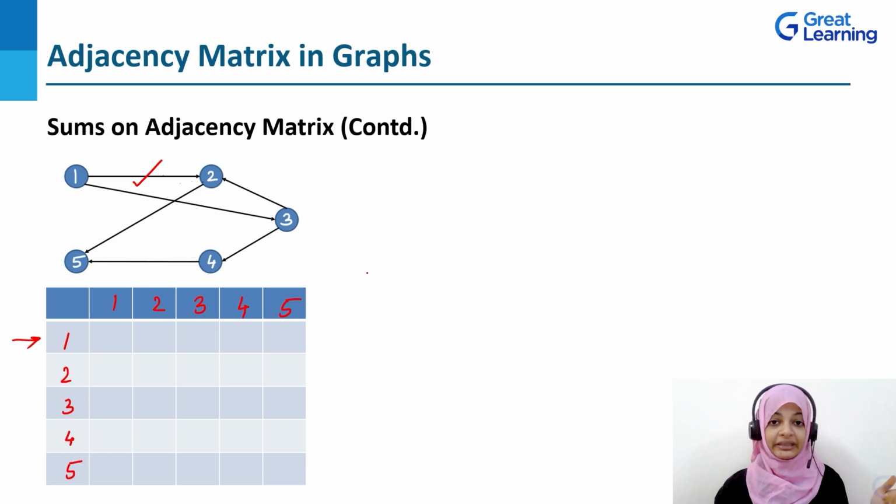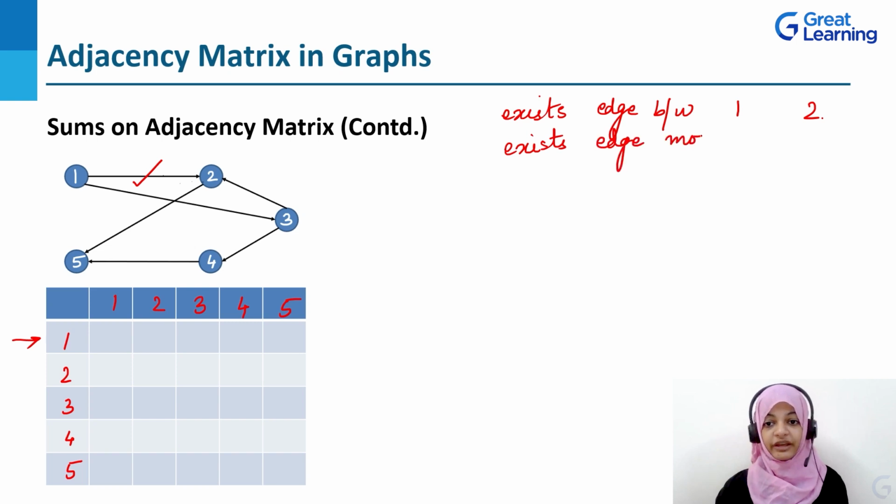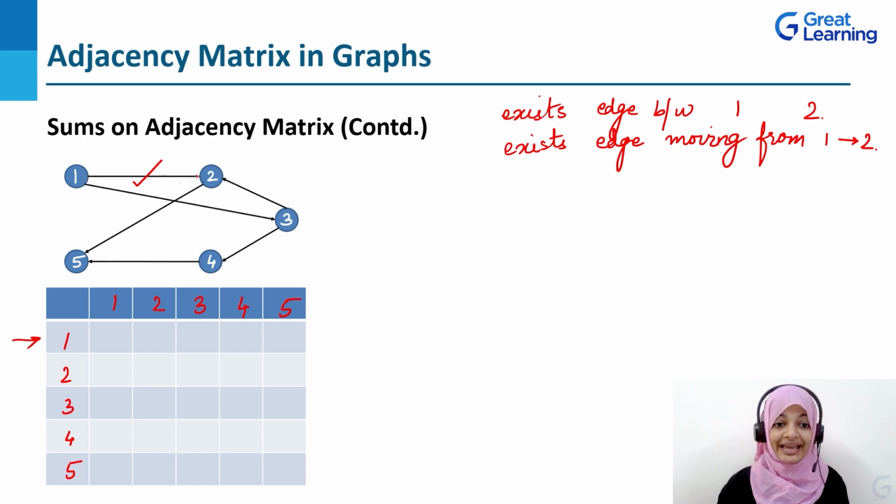When we were looking at undirected graphs, we were just looking at whether there exists an edge between 1 and 2. But now what we are saying is, we need to understand, or we need to determine, whether there exists an edge moving from 1 to 2. So here the direction is very important. So as you can see here, there is an edge which is moving from vertex 1 to 2. So we'll put up a 1 here. Whereas there is no edge that is moving from vertex 1 to itself, so a 0 is put up here.